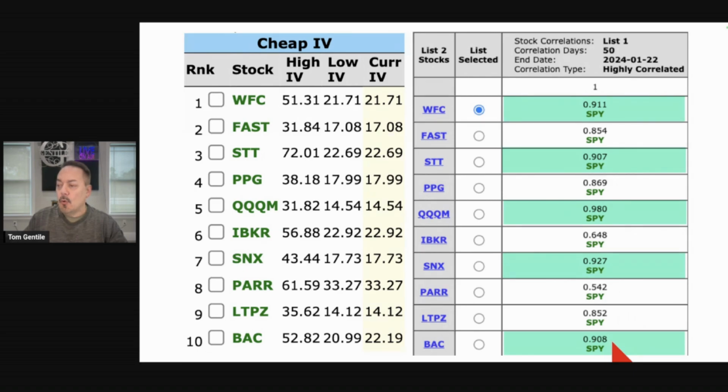The one that correlates the least is PARR. And I can't for the life of me, off the top of my head, remember what PARR is, but looking at it, I don't want to trade it. If I'm bullish and I want to look at a stock and I want to look at call options that are cheap implied volatility calls, then I'm looking at WFC, STT, QQQM, SNX, and BAC, Bank of America. So that does it for the four corners.